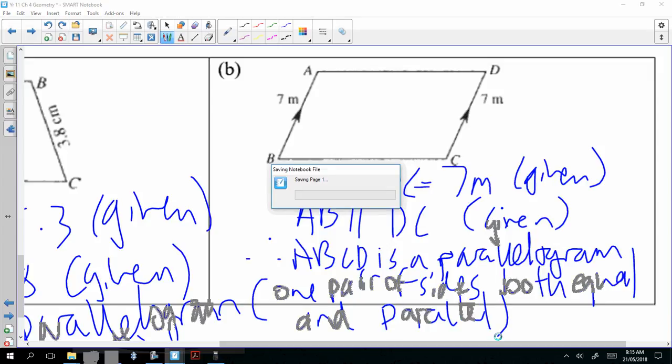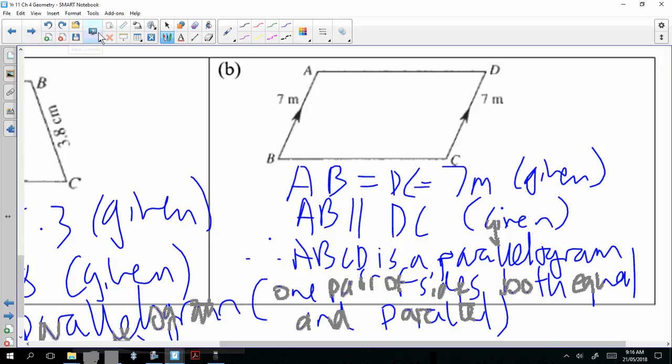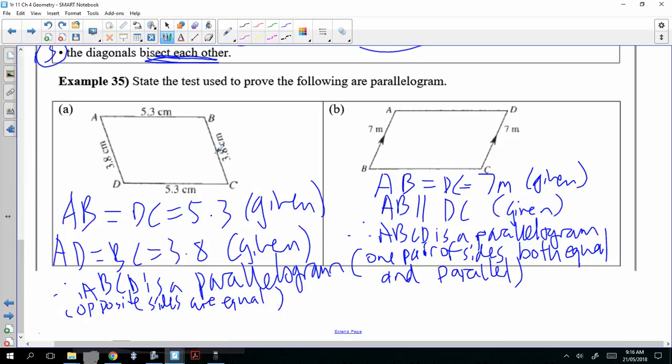Alright, there's 2 more you can write down. See if you can write the correct test. Next one's a little bit tricky. See if you can work out. And then we've got other shapes as well. Okay, done. Let's move on. Next page.